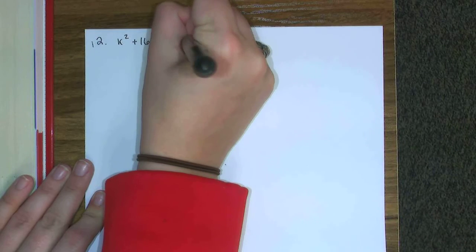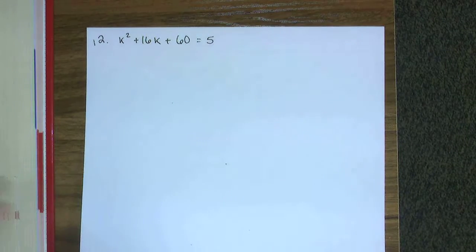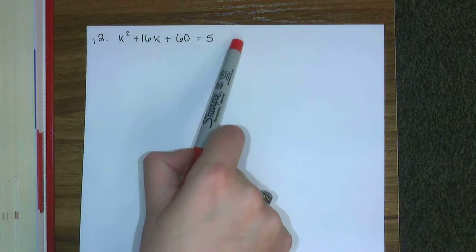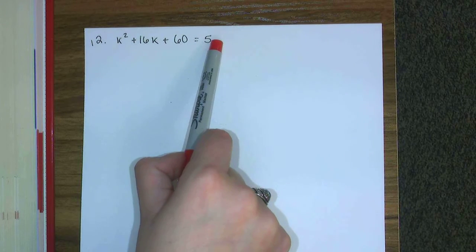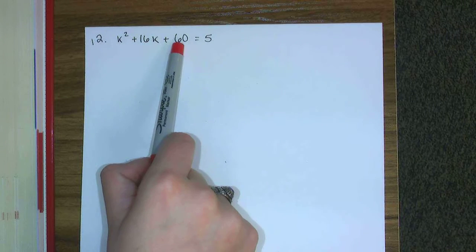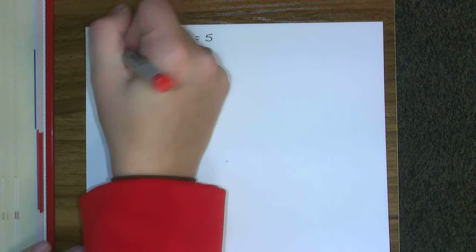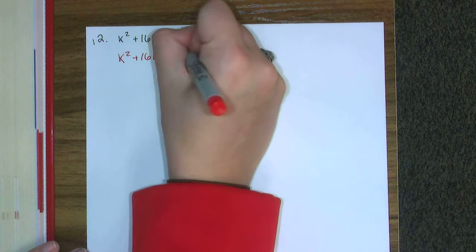So we have k squared plus 16k plus 60 is equal to 5. So, what do we do? Well, I have a number here. Now I'm used to having a 0 over here, so that's the only difference with this one. Okay, so I need to subtract this 60 over. So k squared plus 16k is equal to 5 minus 60, which is negative 55.